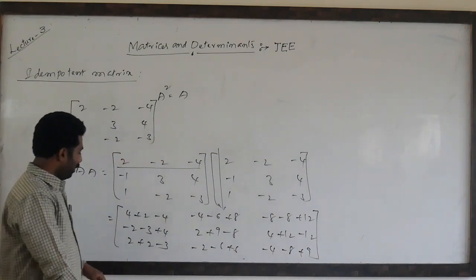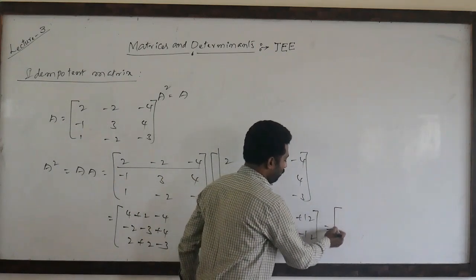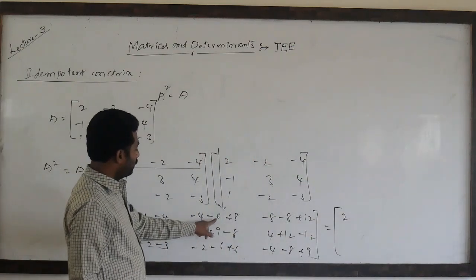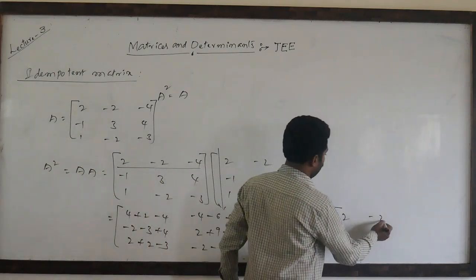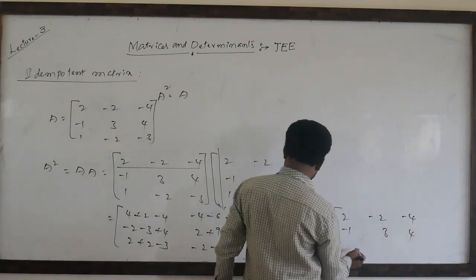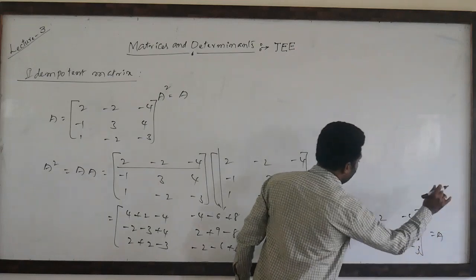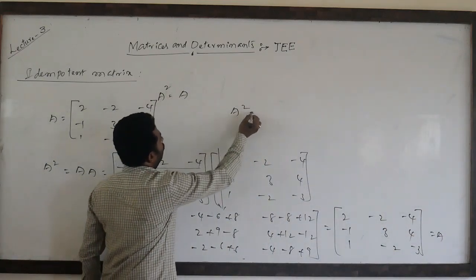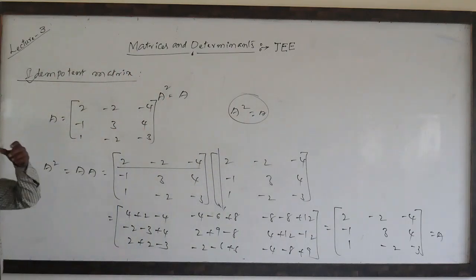See here, minus 4 plus 4 cancel, 2. Minus 4 plus 4 cancel, 2. This is minus 10 plus 8, which means minus 2. Minus 4, minus 1, 3, 4, 1, minus 2, minus 3. Again what did we get? The A matrix only. So A square equal to A, which means A is an idempotent matrix.